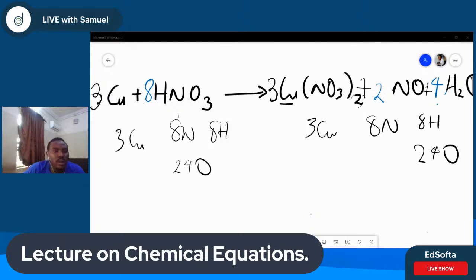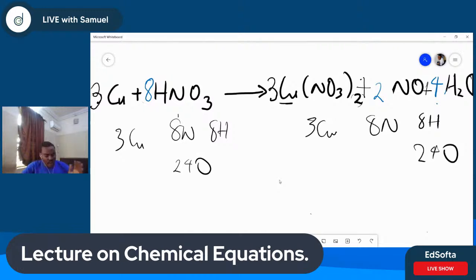Okay, so let's go on. This is just an equation that we have balanced. What is important for us to note is that the elements on the reactant side must be equal. I repeat, they must be equal to the product elements. The reactant elements must be equal to the product elements.